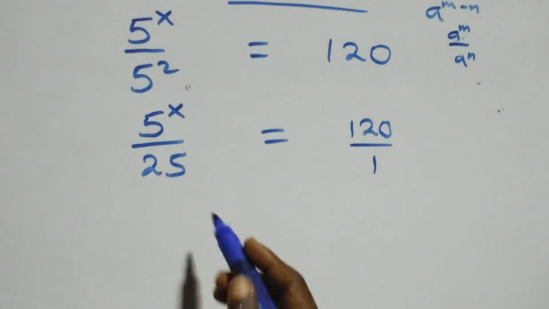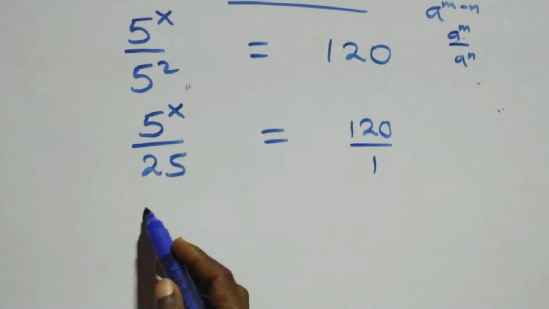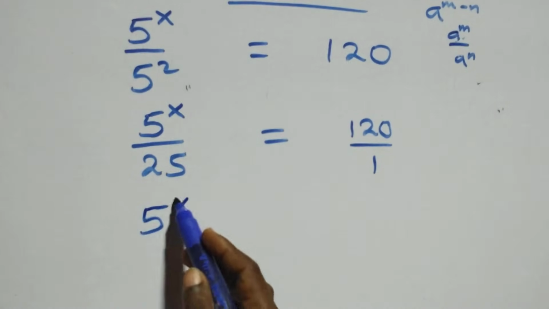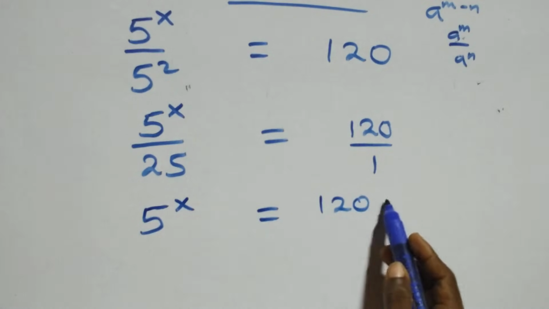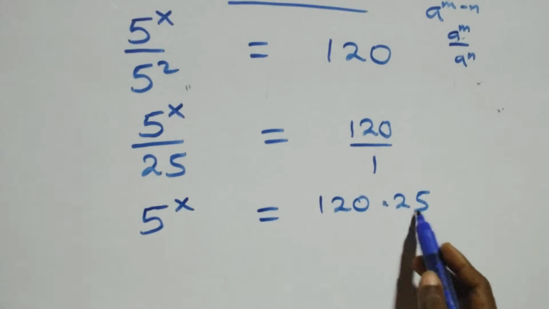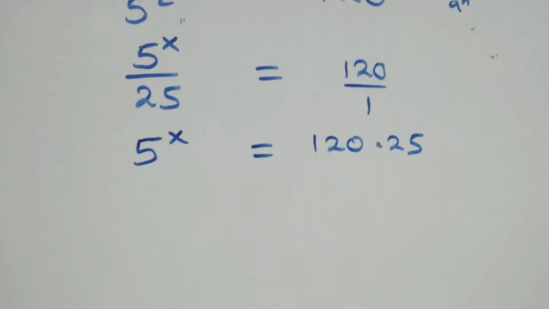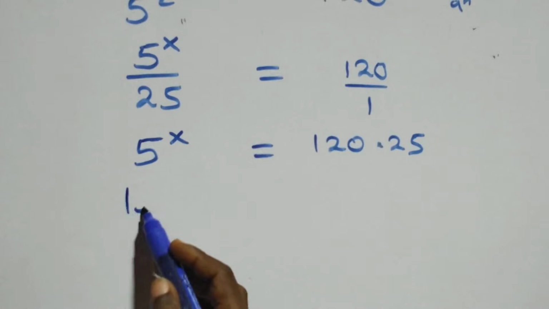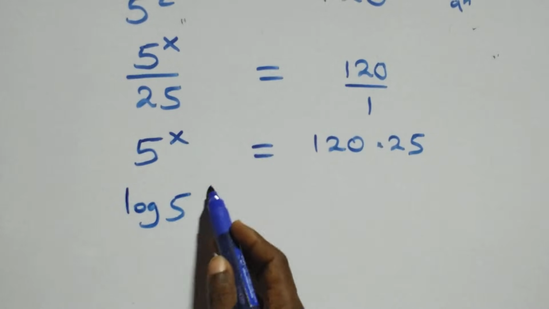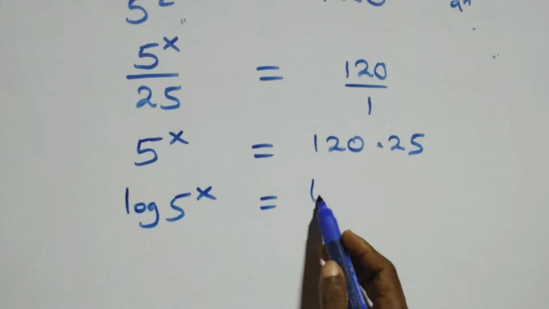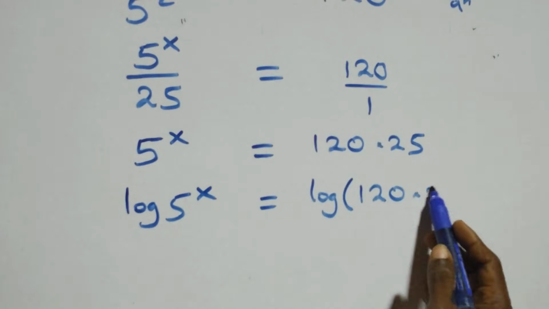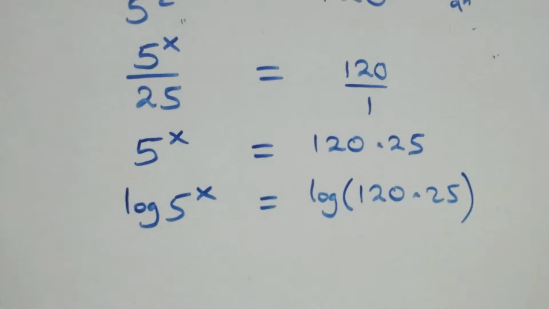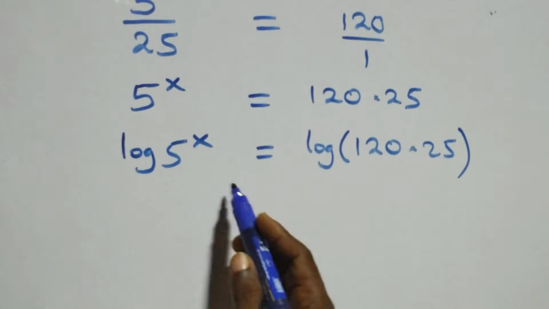The next step, we cross multiply. 5 raised to power x times 1, same thing as 5 raised to power x, equals 120 times 25. That is, next step here, we take the log on both sides. As this here we have log 5 raised to power x equals log 120 times 25. That is, next step, applying the power law of logarithm.